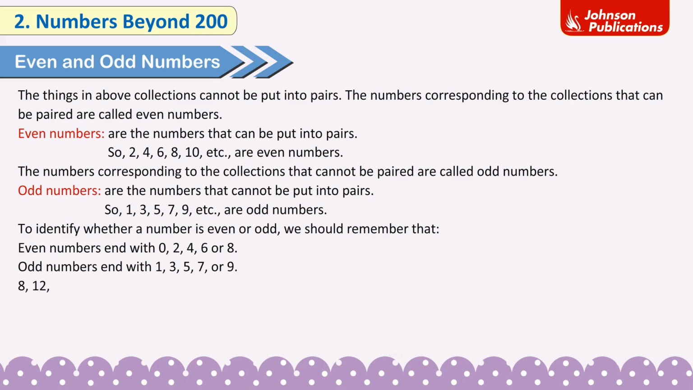8, 12, 346, 434, 620, etc. are even numbers. 7, 23, 169, 145, 731, etc. are odd numbers.